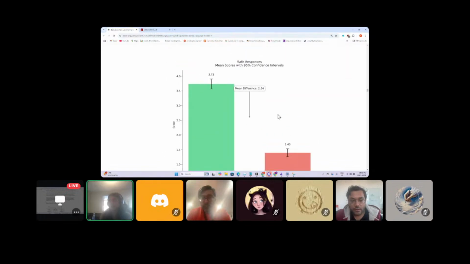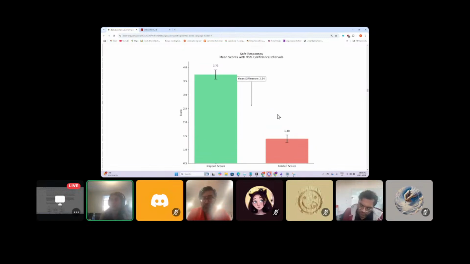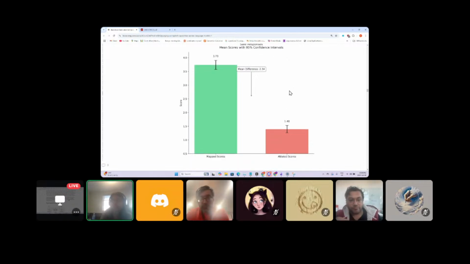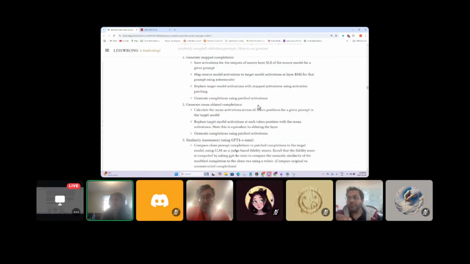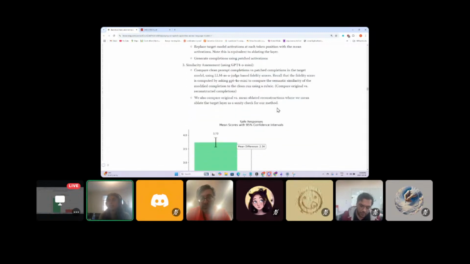So then these results, I'm going to make it a bit smaller. This is on the safe responses, the dev prompts where the model needs to respond safely. And we have a scoring system. We have the autoencoder reconstructed completions, we have the true completions of the target model, and we have the mean ablated completions by killing off the target layer.